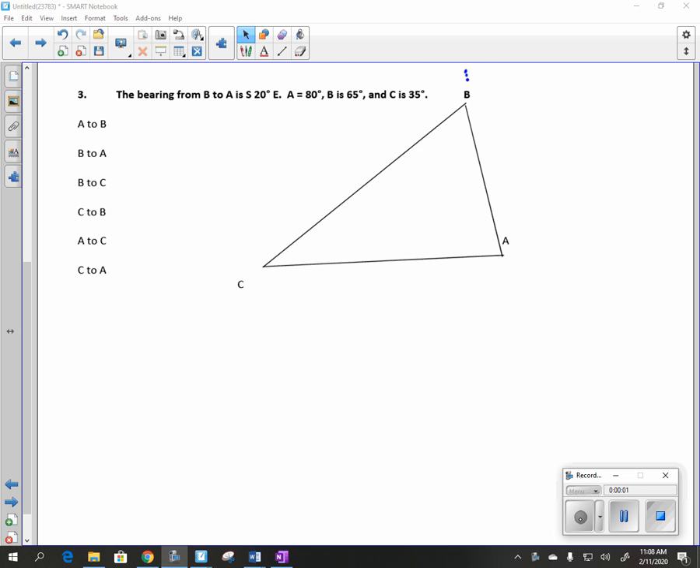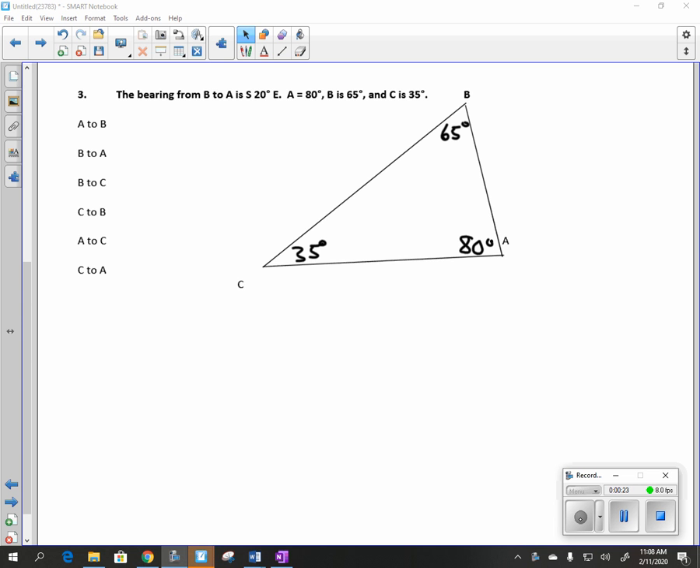I know that A is 80 degrees. I know that B is 65 degrees. C is 35 degrees. But without a northeast-southwest line, it's very difficult to figure out any of these bearings.